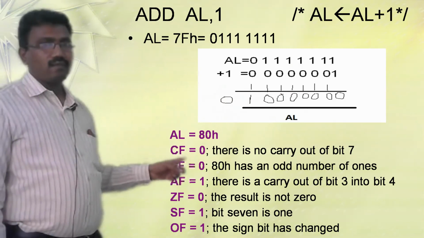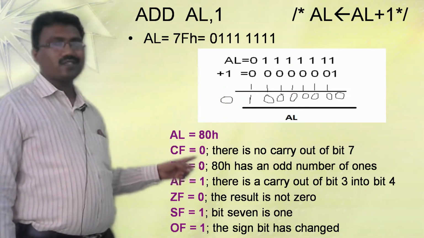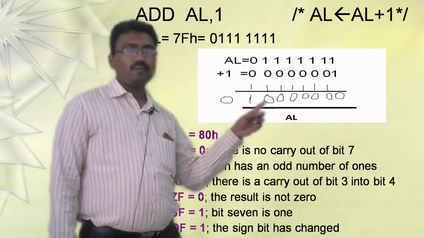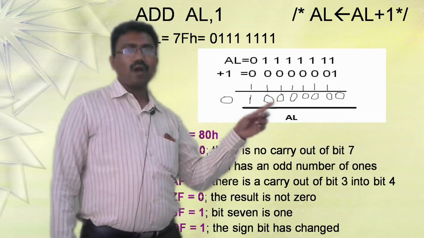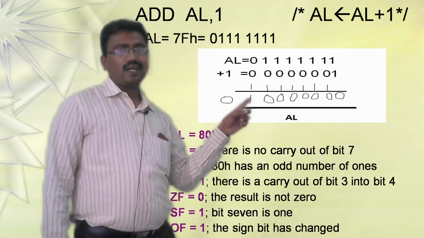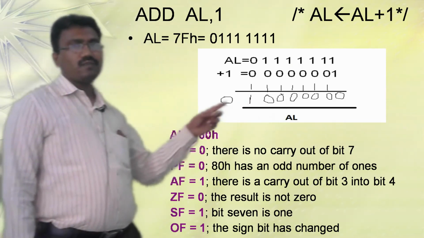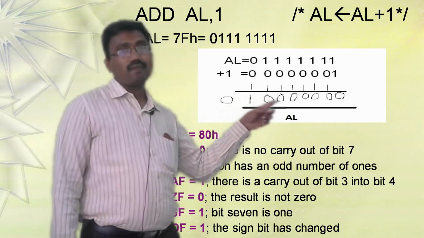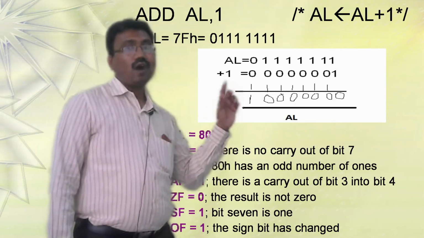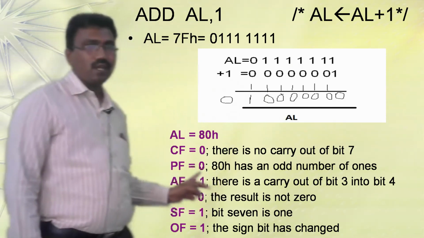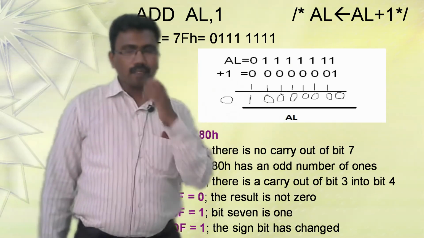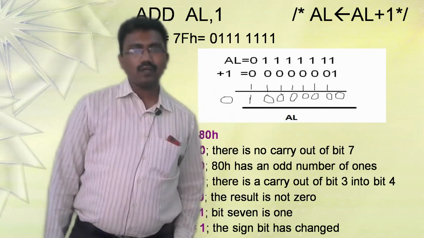Next, the parity flag. When is it set to 1, and when is it set to 0? In this example, the parity flag is 0. Why? In the 8-bit result, how many ones are there? Only one, an odd number of ones. If the result contains an odd number of ones, the parity flag is equal to 0. If it contains an even number of ones, then the parity flag is equal to 1. So in this example there is only one 1, which is odd, and that's why the parity flag is equal to 0. In this way, the condition code flags are set to 1 or cleared to 0.